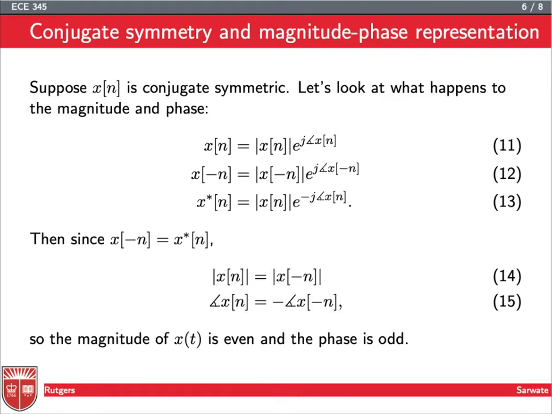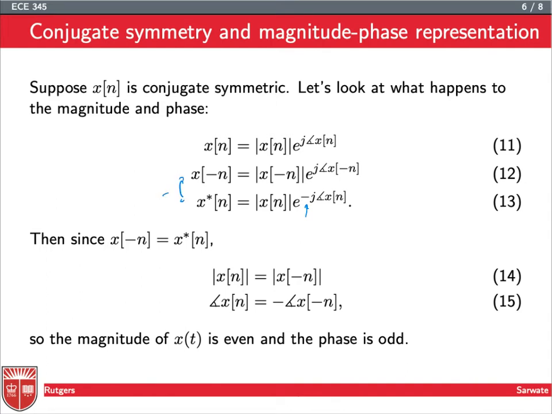Okay, so let's suppose that x of n is conjugate symmetric. It's a complex signal. What about the magnitude phase representation? You can look at this, for example, for a discrete time signal. So x of n is a discrete time signal. It's conjugate symmetric. It's complex valued. So let's see what happens to the magnitude and phase. Well, again, we can write x of n in terms of its magnitude and phase. We can write x of minus n in terms of its magnitude and phase. And for x star of n, remember the magnitude stays the same, but the phase switches the sign. The j switches the sign in the phase in the exponent here, right? So we get this minus j phase of x of n.